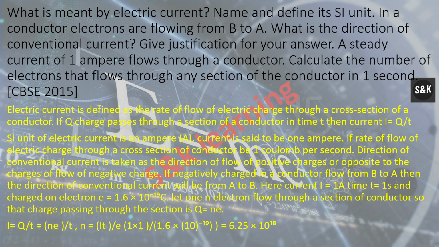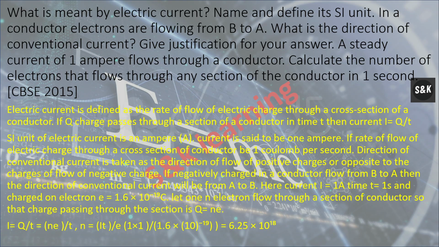What is meant by an electric current? Name and define its SI unit. In a conductor, electrons are flowing from point B to A. What is the direction of the conventional current?